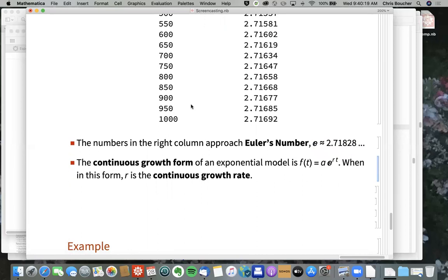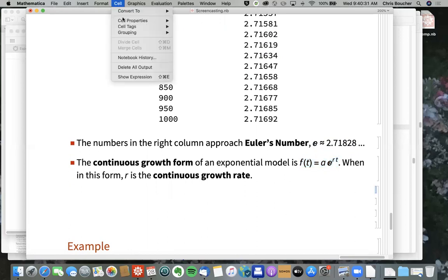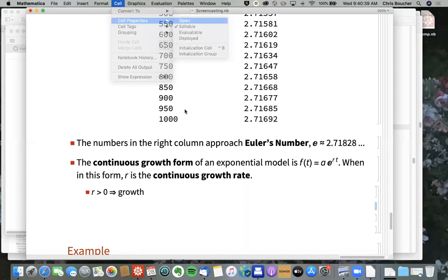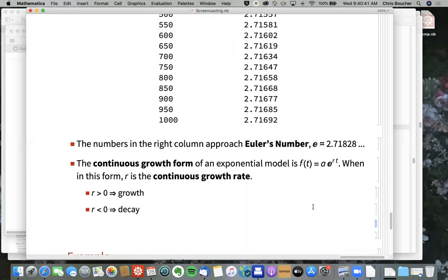So one form is A times B to the t. Another form is A times e to the rt. And when the model is in this form, r is called the continuous growth rate of the quantity. If r is positive, we have a growing quantity. And if r is negative, we have a decaying quantity.